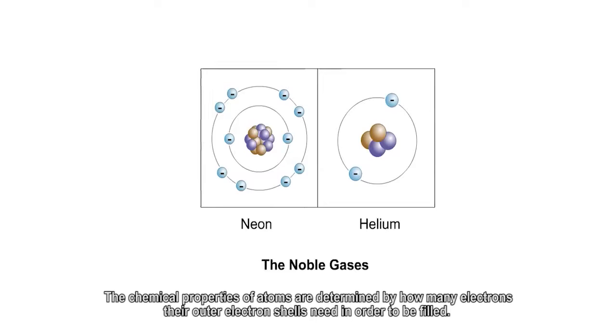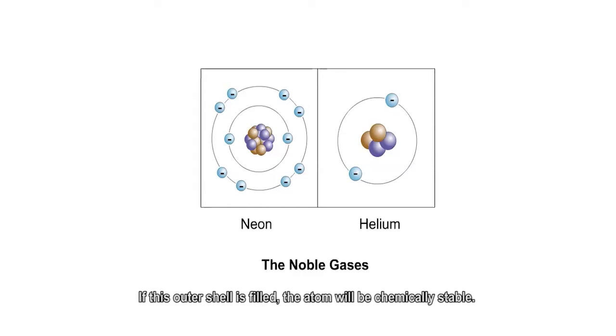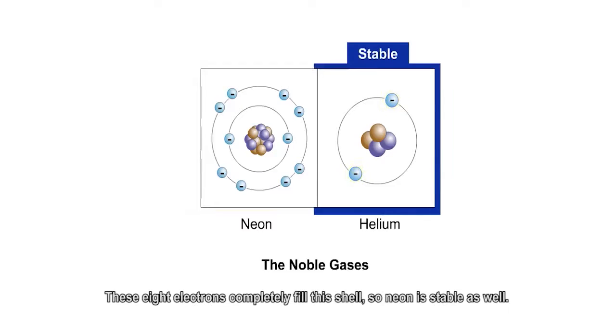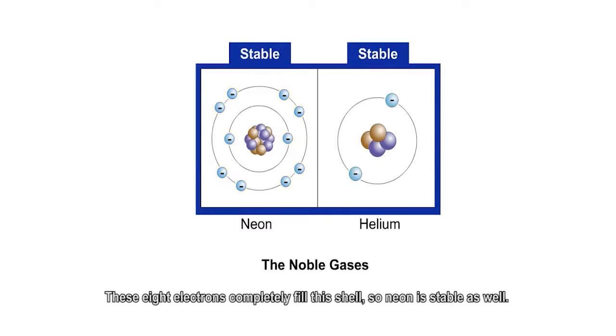The chemical properties of atoms are determined by how many electrons their outer electron shells need in order to be filled. If this outer shell is filled, the atom will be chemically stable. Two examples of such stable atoms are helium and neon. Helium's outer electron shell holds only 2 electrons, and so it's stable. Neon has 2 electrons in this first shell and an additional 8 electrons in the next shell. These 8 electrons completely fill this shell, so neon is stable as well.